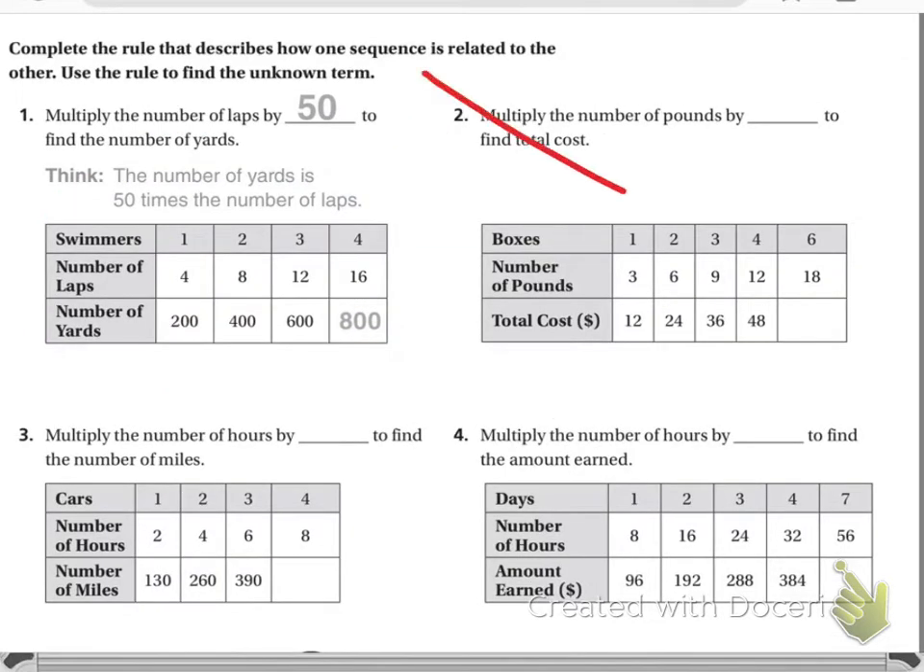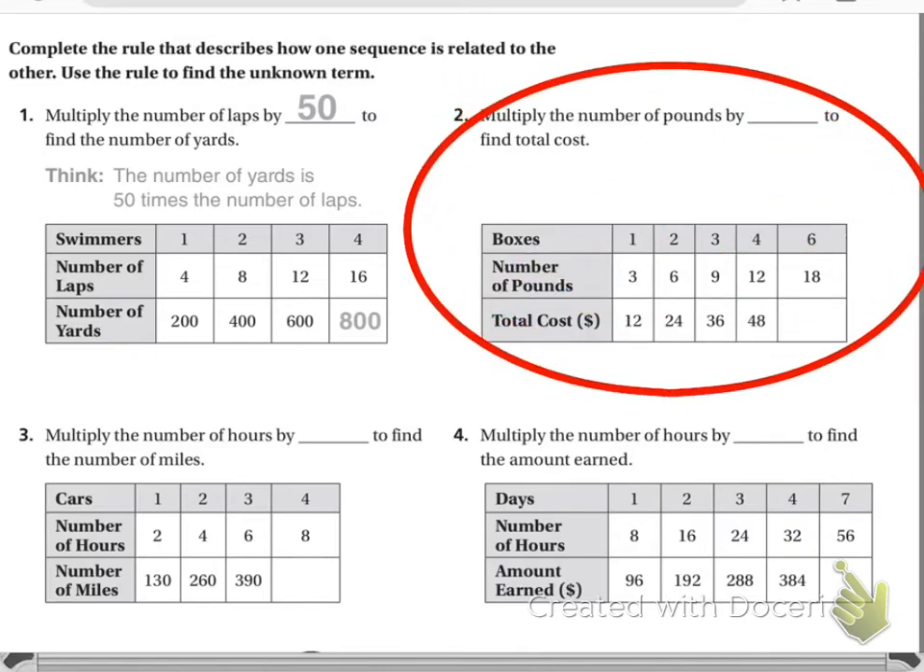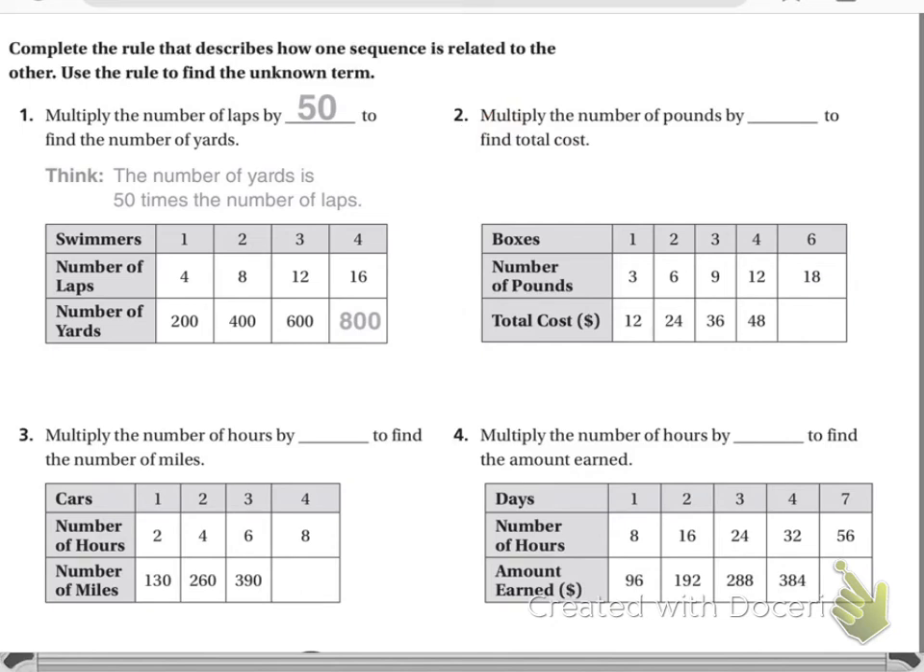In number 2, they're asking us to find the total cost per box if there was 18 boxes. Let's back up and take a closer look at this. The question, first of all, asks, multiply the number of pounds by blank to find the total cost. So let's start examining the data and seeing if we could find the pattern. To start off with, if there's 1 box, it equals 3 pounds. So we can assume that each box holds a total of 3 pounds because 1 times 3 is 3.